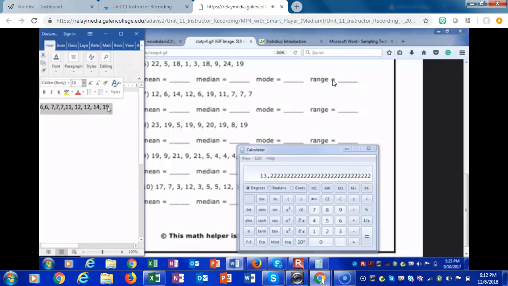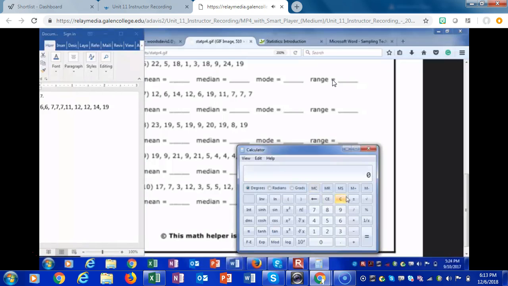Five and 10. 5 and 5 is 10. 1, 2, 3, 4, 5, 6, 7, 8, 9, 10. All right, mean. Let's go ahead and add them up.